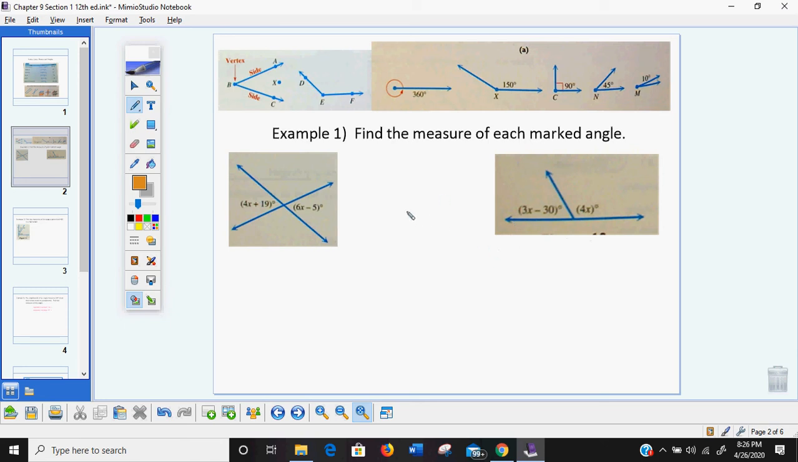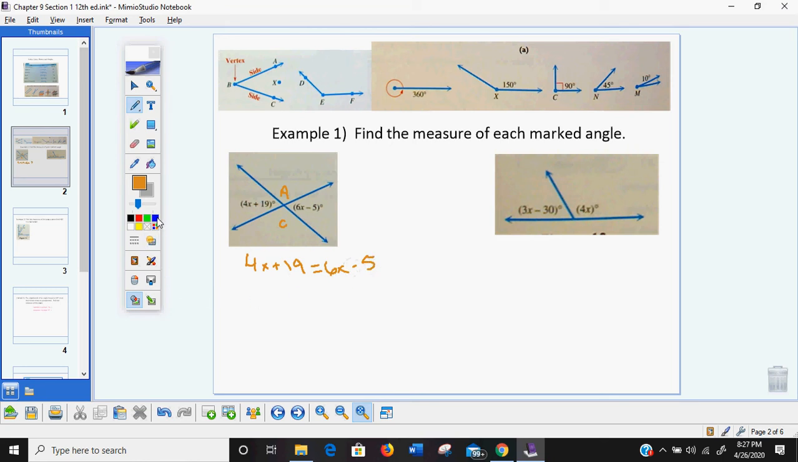In example 1, it says find the measure of each marked angle. So here's what we know about intersecting lines. The angles across from each other are equal. So if I had an A here and a C down here, A and C would be equal. They want me to find the measure of each angle. What I have to use is this: I know that 4x plus 19 is going to be equal to 6x minus 5.